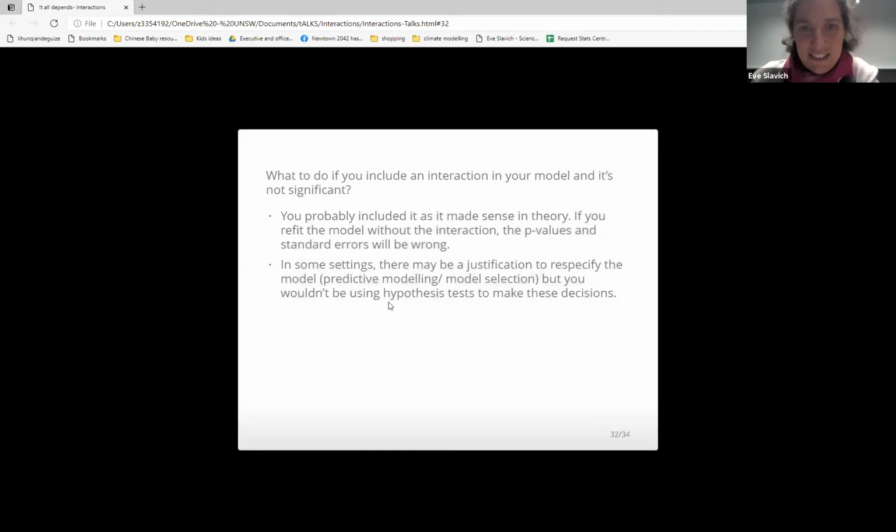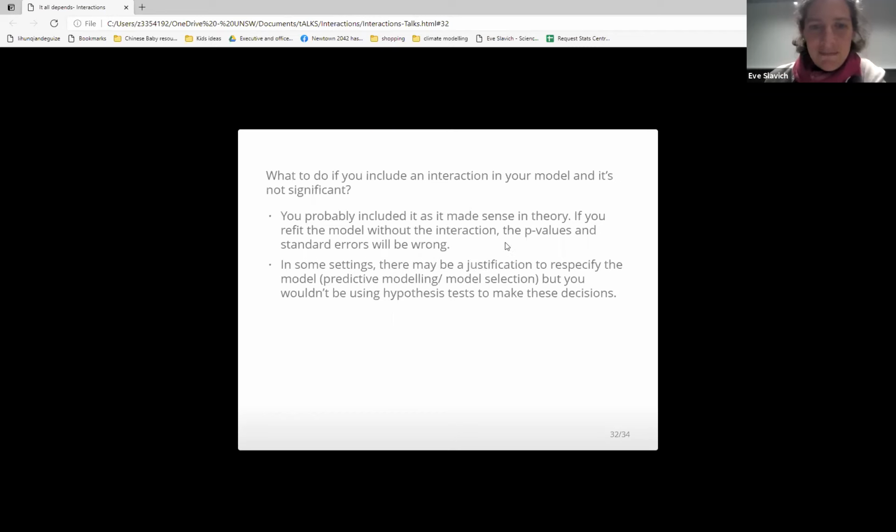Yeah. So just to wrap up, what do you do if an interaction in your model is not significant, like the temperature and humidity one? You probably included it because it made sense in theory. If you refit the model without the interaction, the p-values and the standard errors that you get will be wrong, because that's doing inference after model selection, which is a big no-no. So the advice is to keep the interaction in there.